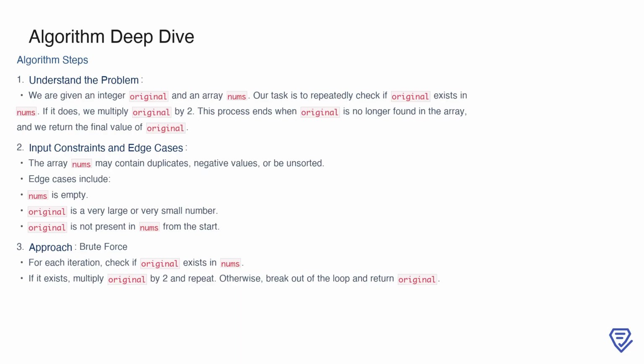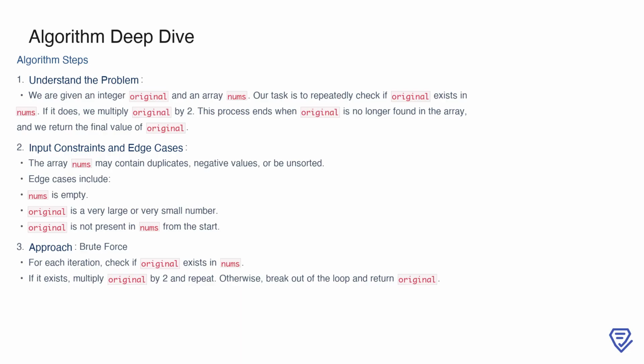Now, when tackling this problem, we need to consider a few important constraints and edge cases. The array nums might be unsorted, contain duplicate values, or even include negative numbers. Some edge cases to think about include situations where nums is empty, where original starts as a very large or very small number, or where original is not present in the array at all.